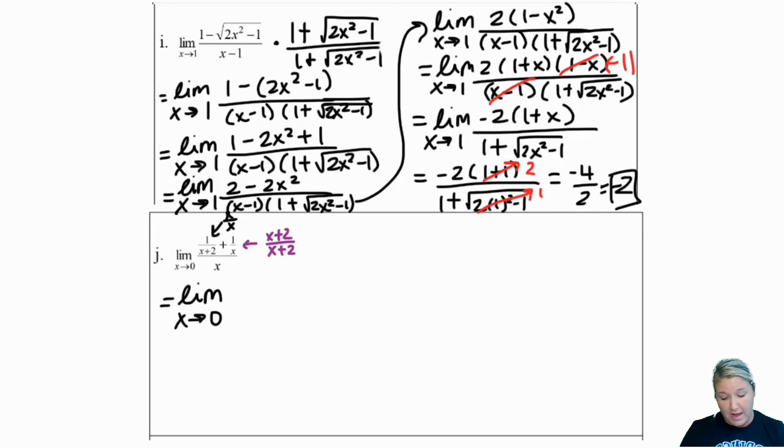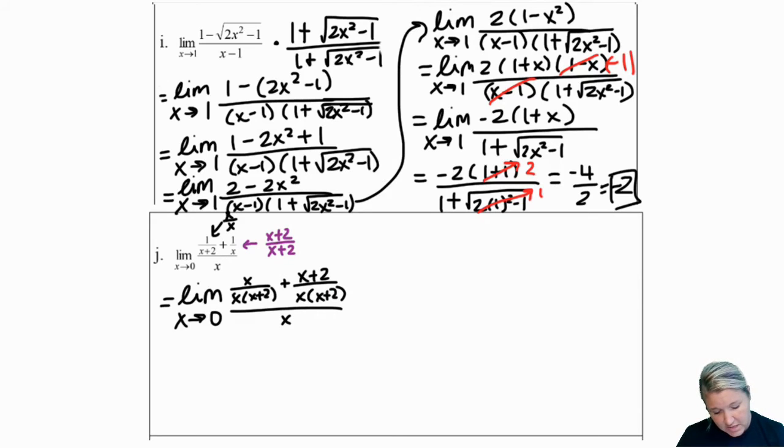So therefore, I am going to get x over x times x plus 2, and then plus 1, basically x plus 2 over x times x plus 2. So now do you see I have a common denominator? And then all divided by x. So then I'm going to come across here. I'm going to multiply by 1 over x over here because I'm going to get rid of that denominator. Remember, you flip and multiply.